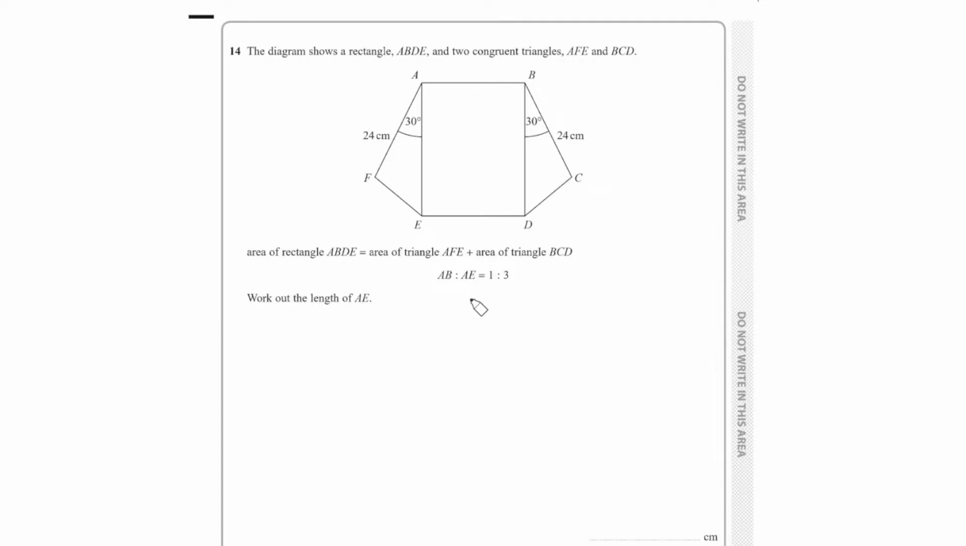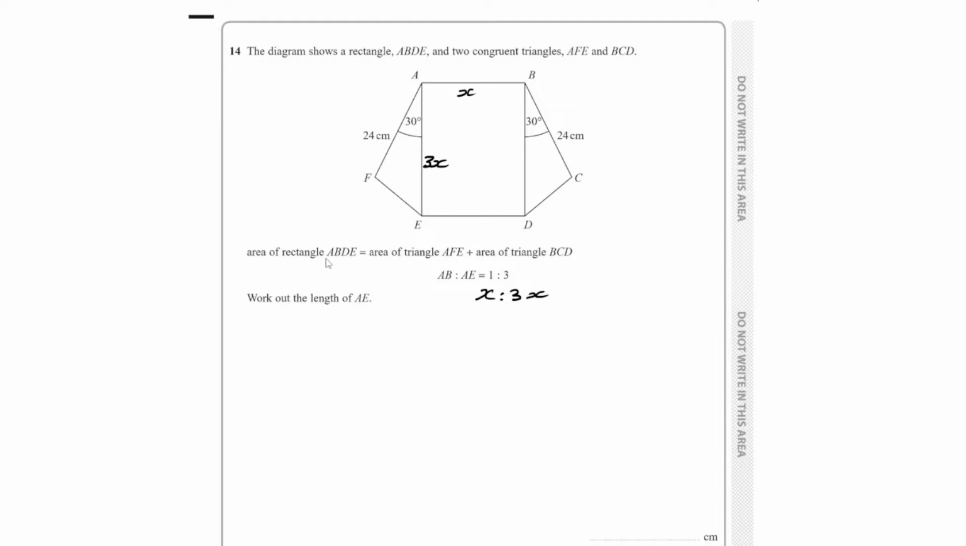So normally I like to write that in terms of x and then 3x. You don't have to, but I like to do that. So let's say this side is x, this side here is 3x. Work out the length of AE.